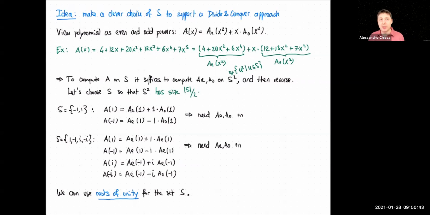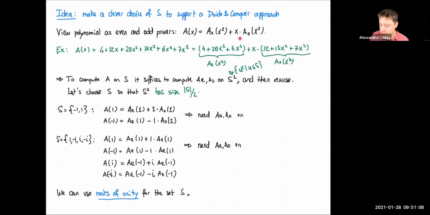But intuitively, if through this decomposition I only have to worry about things on S squared, why not set things up such that when I consider all the squares of my set, there are actually many collisions? Many things have the same square and have fewer elements to worry about, so that now I have a simpler problem than the one I started with, okay?